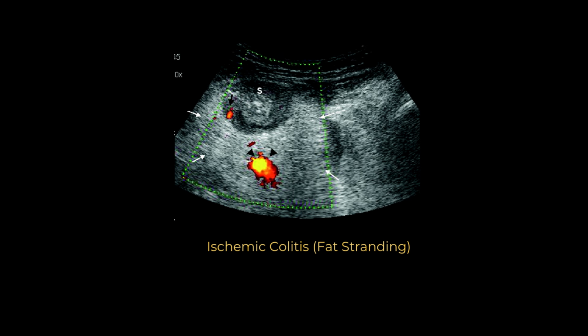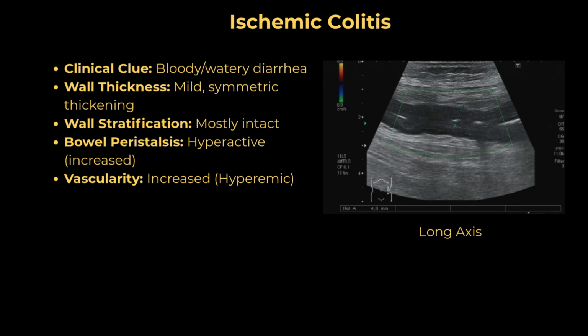Free fluid is commonly seen around the bowel. If the fluid appears echogenic, it may be blood and suggests severe ischemia. Lymph nodes are usually normal. The absence of enlarged nodes helps differentiate this condition from infection or malignancy.